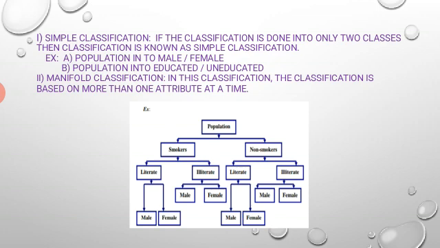Manifold classification. In this classification, the classification is based on more than one attribute at a time. For example, population: smokers and non-smokers, further into literate and illiterate among smokers, and literate and illiterate among non-smokers. And further, the graph can be formed.